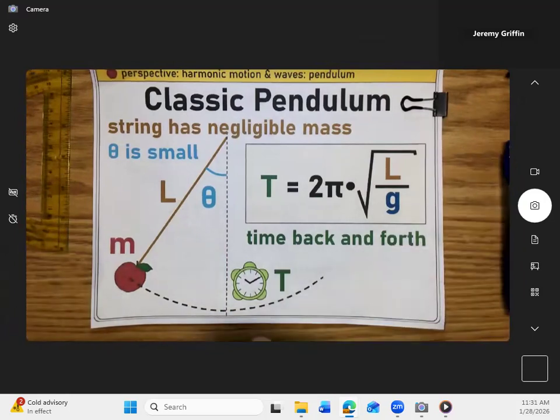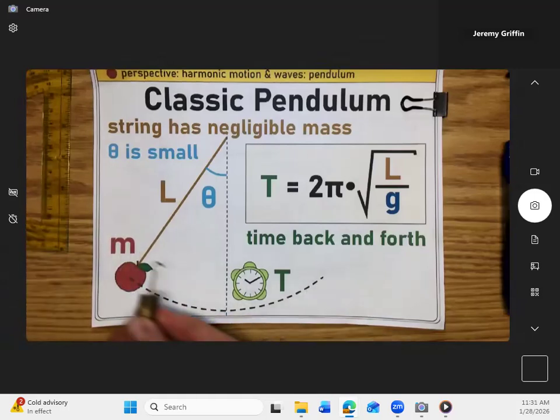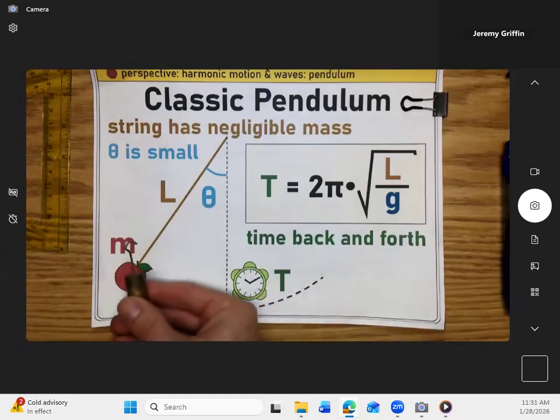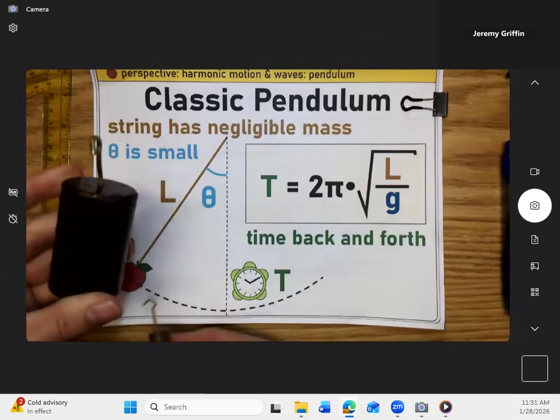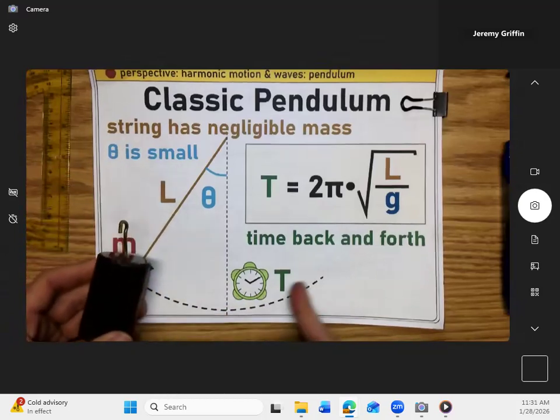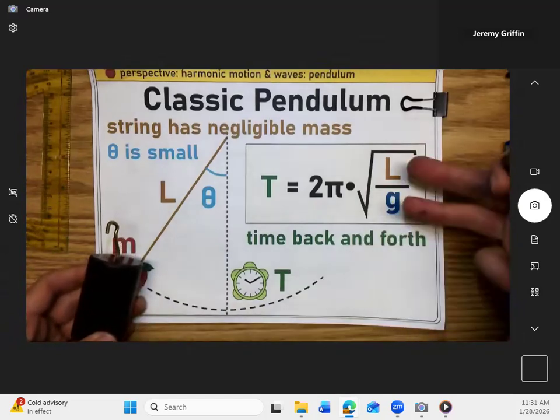What if you start off with this as your pendulum bob, swing back and forth? It takes some amount of time. Then I'm going to replace this with this one, which let's say is 10 times more massive. If it's 10 times the mass, what happens to the time period? It's the same, because mass is not part of the equation.